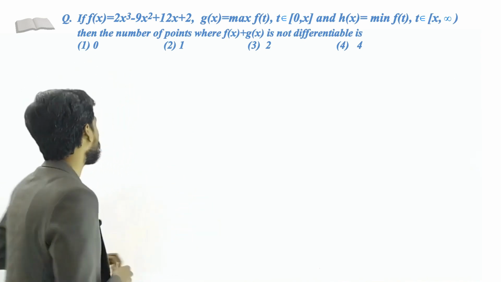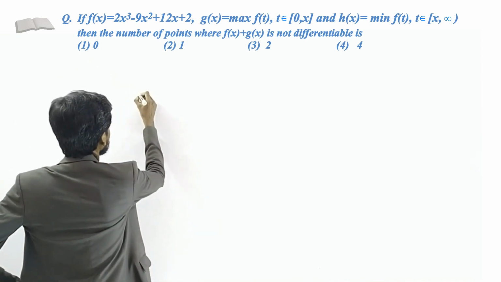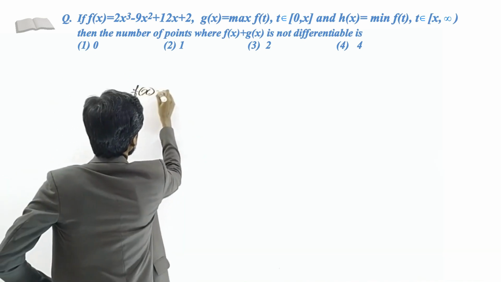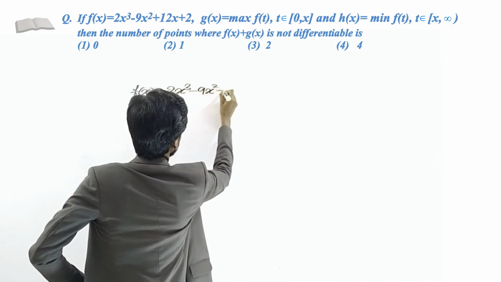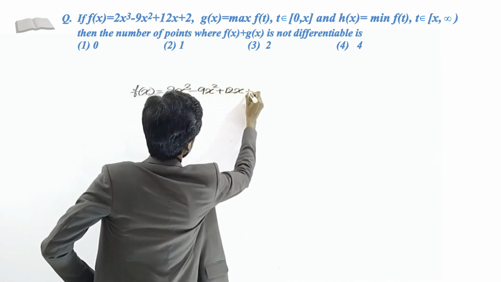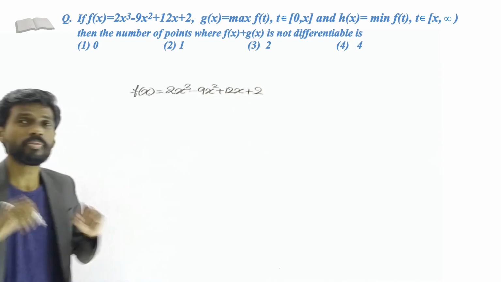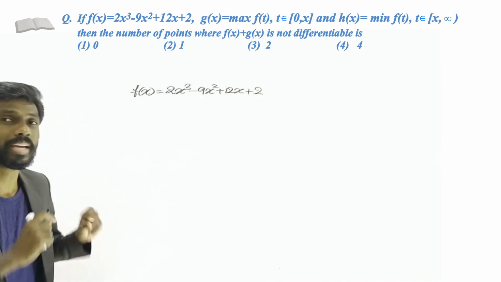Okay, so what is given? The function f of x is given. f of x is given to be 2x cube minus 9x square plus 12x plus 2. So this is the function f of x. First of all, we have to draw this function f of x. Okay, let us draw this.